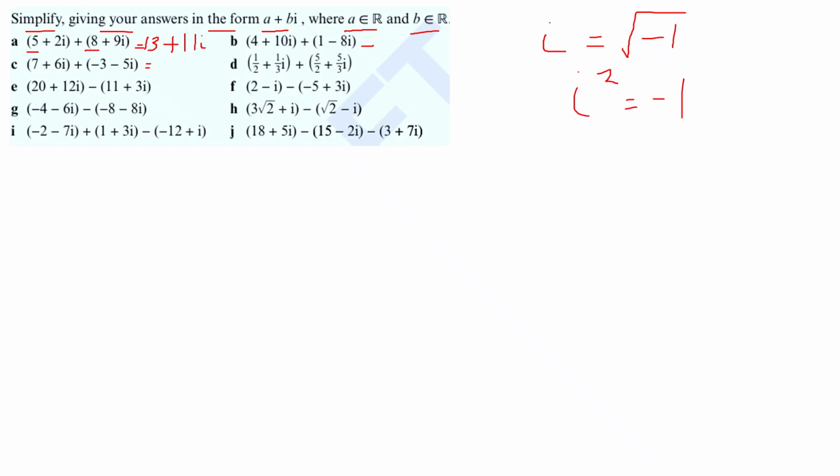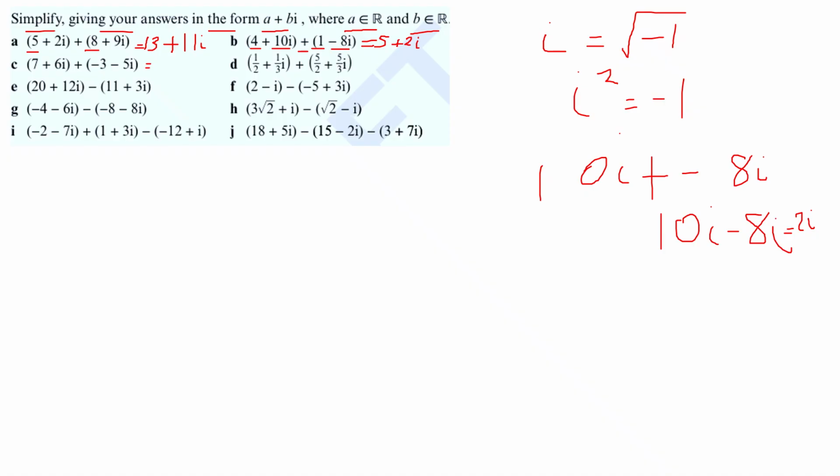Part B, okay, we're going to do something similar. 4 plus 10i plus 1 minus 8i. So 4 plus 1 makes 5. We got plus 10i, and we're adding on a negative 8i, so that becomes a subtraction. So it's 10i minus 8i makes plus 2i. Just to be clear, if you're adding a negative 8i, it's the same as subtracting 8i. So we do 10i take away another 8i to get 2 lots of i.